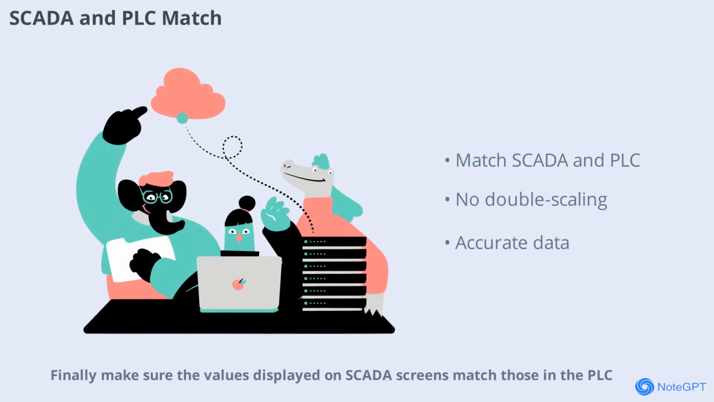Finally, make sure the values displayed on SCADA screens match those in the PLC with no double scaling or mismatches. This final check guarantees that operators are seeing accurate, real-time data for decision-making.